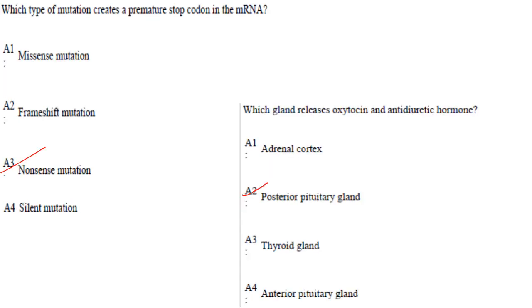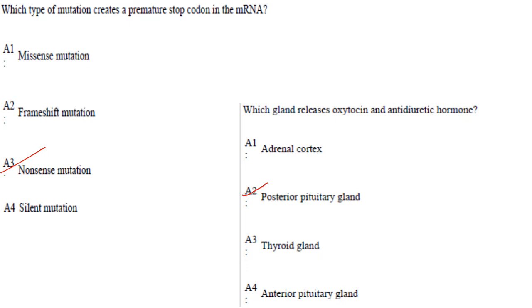Okay, then next one. Which type of mutation creates a premature stop codon in mRNA? It is nonsense mutation. Answer is option 3. Then which gland releases oxytocin and antidiuretic hormone? So it is the posterior pituitary gland.